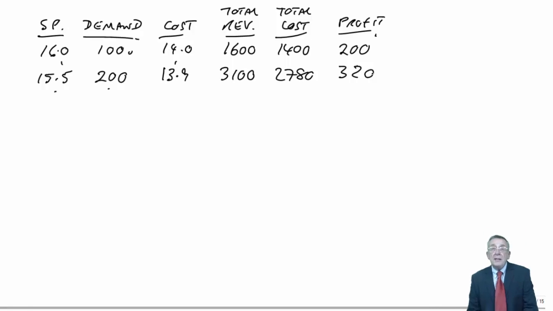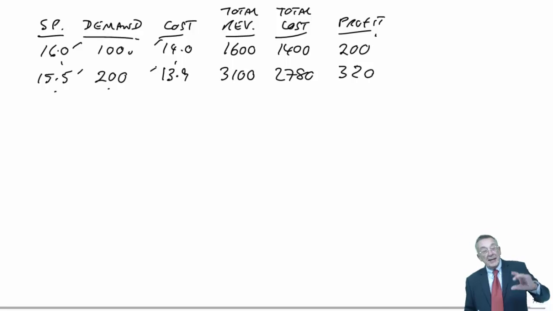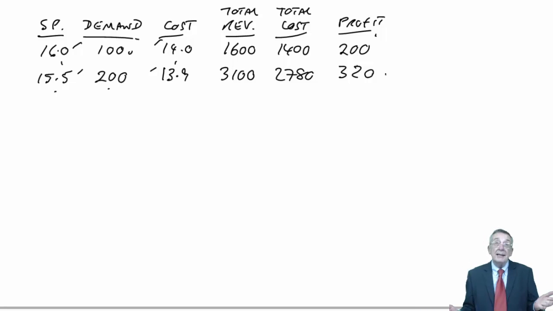And so this is the point I was trying to make earlier. You see, we were making $2 a unit profit. We were charging 16. Drop the price to 15.5, and how much are we making per unit? We're now only making $1.60 a unit profit. But because we're selling 200, it's worth making less profit per unit. Sell a lot more because the total profit is higher.